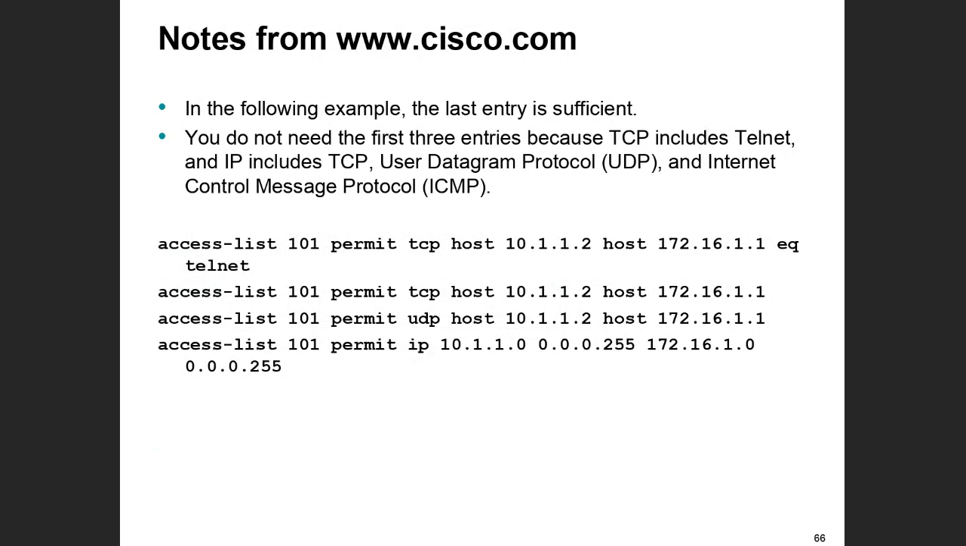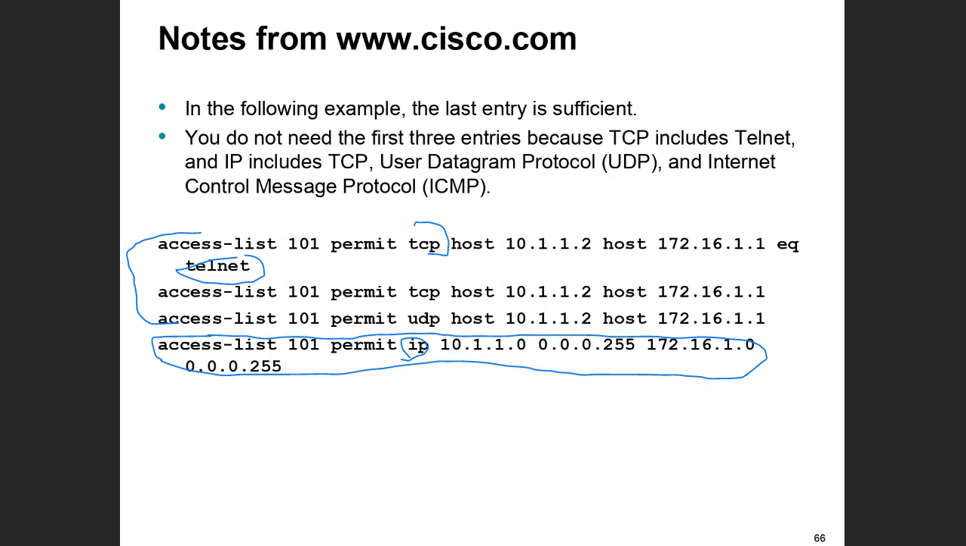Okay, so look at these first three statements here. They're going to allow telnet, and they're going to allow certain hosts to do back and forth. And the slide is saying you don't need the first three entries because TCP includes telnet, and IP includes TCP, User Datagram Protocol, and ICMP. So you could simply use this last statement to permit that instead, and it would allow all those. Permit IP permits all IP activity at layer 3 and 4. Now, if you do need to zoom in on telnet, for example, you would say permit TCP equals telnet if you wanted to permit or deny specifically telnet.